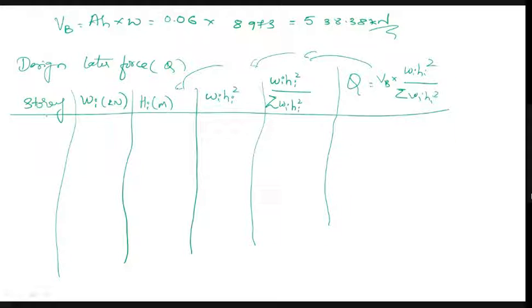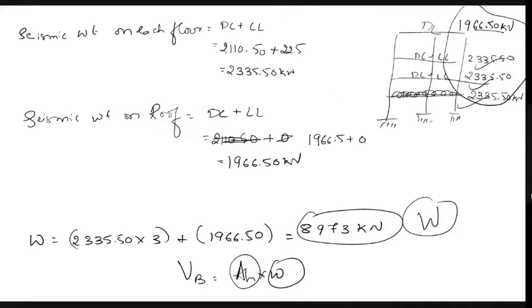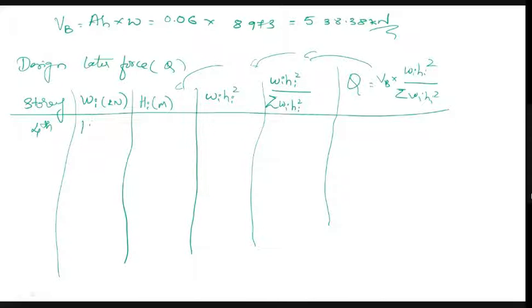Correct? So here we will go from top to bottom, that is fourth floor. Okay. What is the total weight here? If you see here, it is 1966.50. Therefore, write it here, 1966.50. What is the total height from the bottom? It is 12.8 meter. Just multiply both of them. It will be 322,191.3.